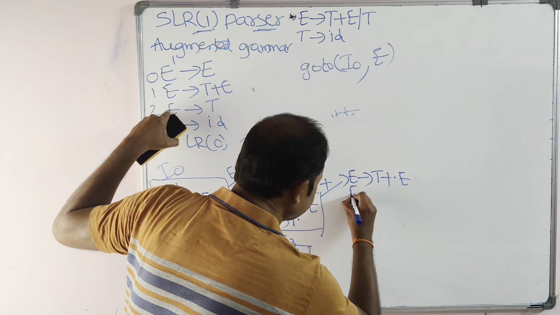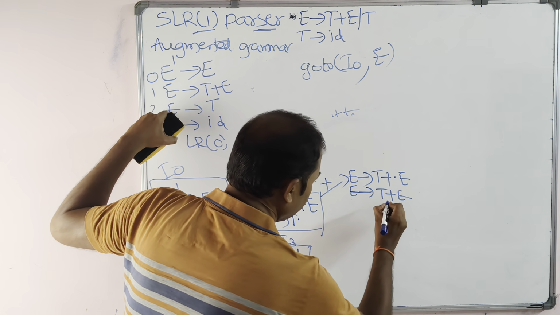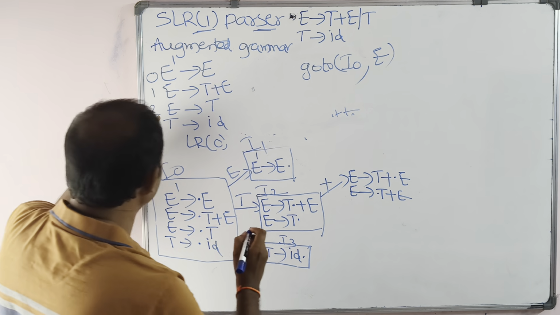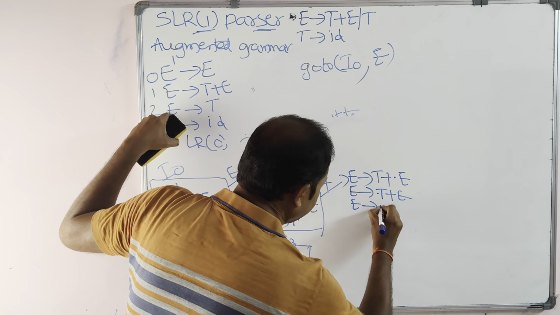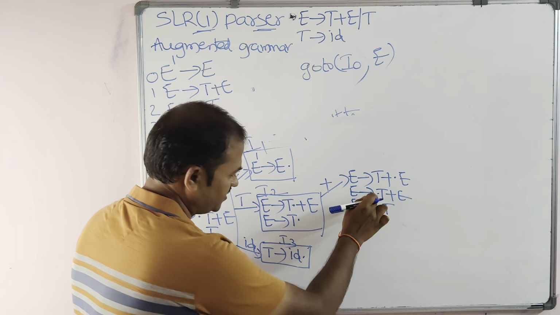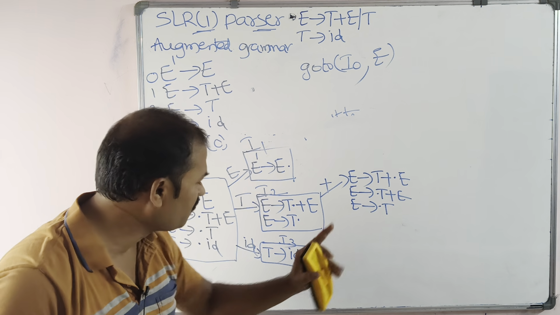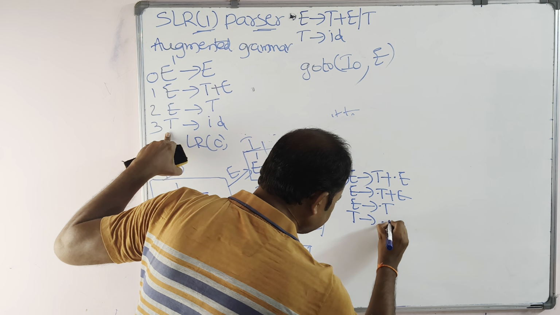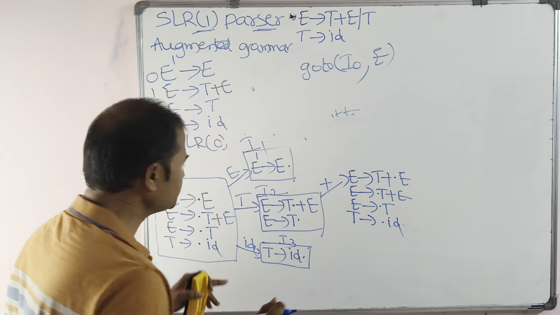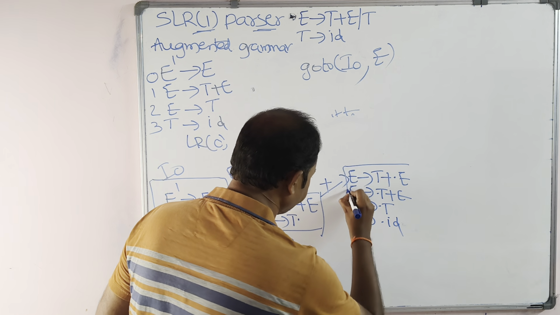So E produces T plus E. This is an item, so place the dot at the right side. Next, E produces dot T. Next, after the dot we have a non-terminal, so find the closure of T. That means write the T productions. T produces, this is an item, so use the dot at the right side. So the calculation is over.